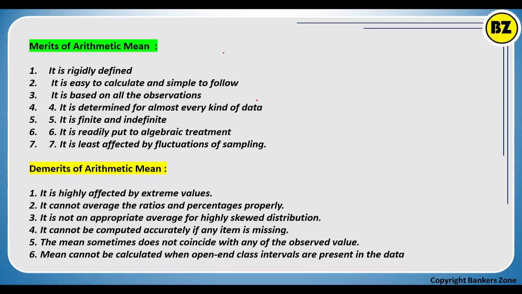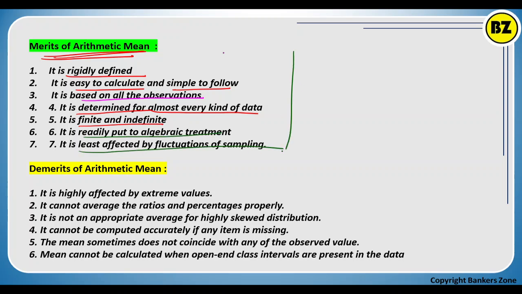So friends, see here some merits of the arithmetic mean that they have given. Simply go through it, you don't need to worry about it. They will not ask about it in the examination, they will ask you problems. So the merits of arithmetic mean are: it is rigidly defined, easy to calculate and simple to follow. It is based on all observations. It is determined for almost every kind of data. It is finite, and even indefinite, readily put to algebraic treatment. It is least affected by fluctuation of sampling. So these are the merits.